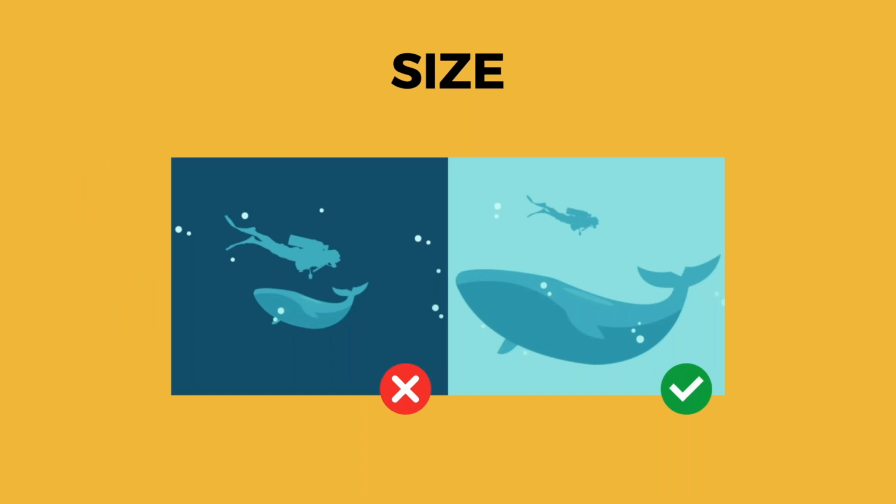Size. You create hierarchy by adjusting the size of an element. This one's a little obvious. It's a diver and a whale in the water. Obviously, the whale is much larger than the diver, but we're giving the visual hierarchy and importance to that whale by making it larger and making the diver smaller.